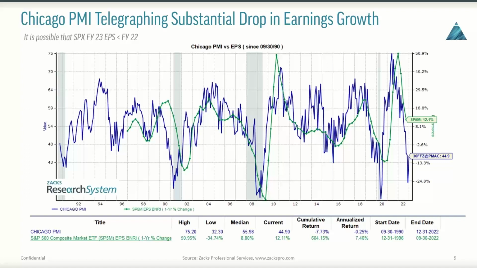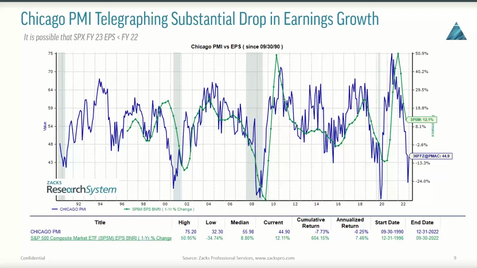And this is exactly what the Chicago PMI is saying right here. Again, this indicator has had a remarkable correlation to S&P earnings, and it's been in contraction now for 4 consecutive months. And so if this continues, I think that this is a very strong case to be made that the S&P's earnings for this year, fiscal year 2023, will come in below 2022.